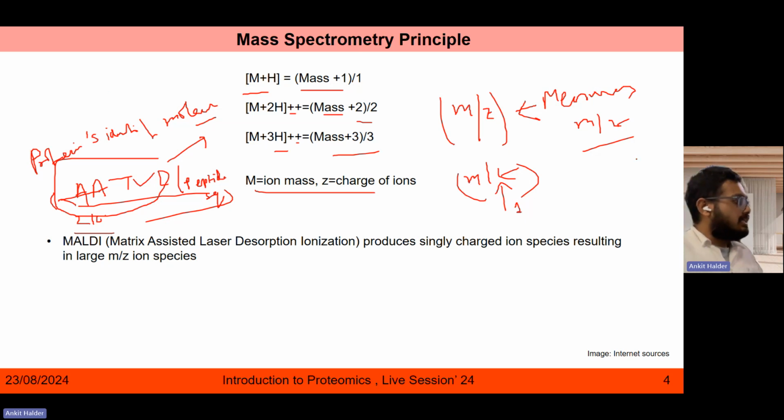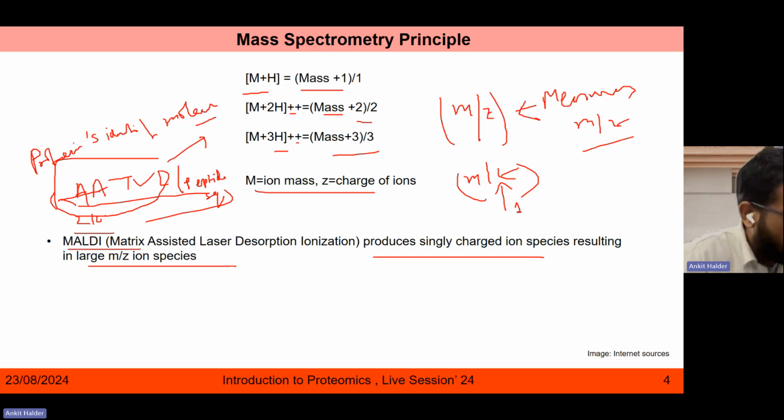Among the ionization procedures, MALDI, that is matrix assisted laser desorption ionization, produces only singly charged ion species, which results in a large m by z. It always produces a singly charged ion species, whereas ESI can produce doubly or triply charged ion species as well. So this is the basic simple procedure of mass spectrometry.